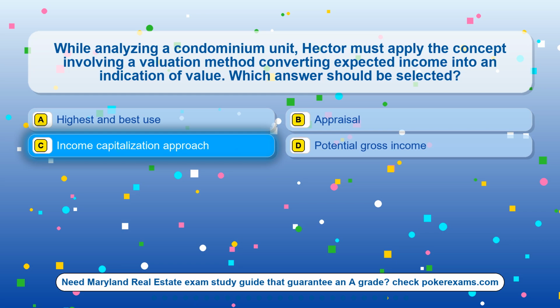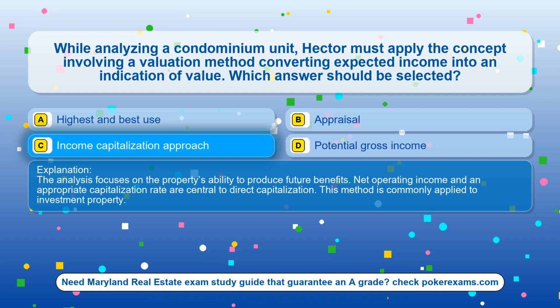The correct answer is option C, income capitalization approach. The analysis focuses on the property's ability to produce future benefits. Net operating income and an appropriate capitalization rate are central to direct capitalization. This method is commonly applied to investment property.